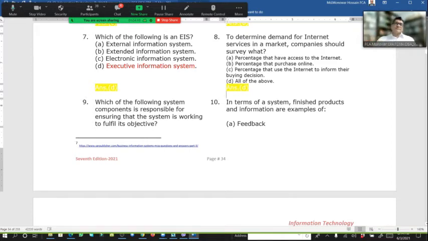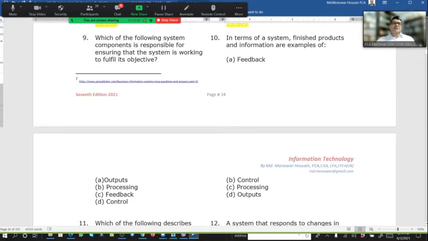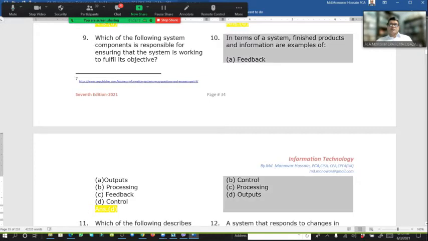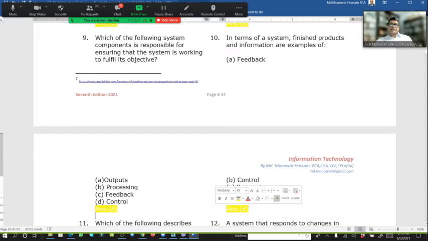Which of the following system components is responsible for ensuring that the system is working to fulfill its objective? Output, processing, feedback, control. Control, sir. Feedback, sir. Yes, you are right. Control is the item. Next, in terms of the system, finished products and information are examples of feedback, control, processing, or output. What would be the answer? Output, sir. Yes, answer D is output.